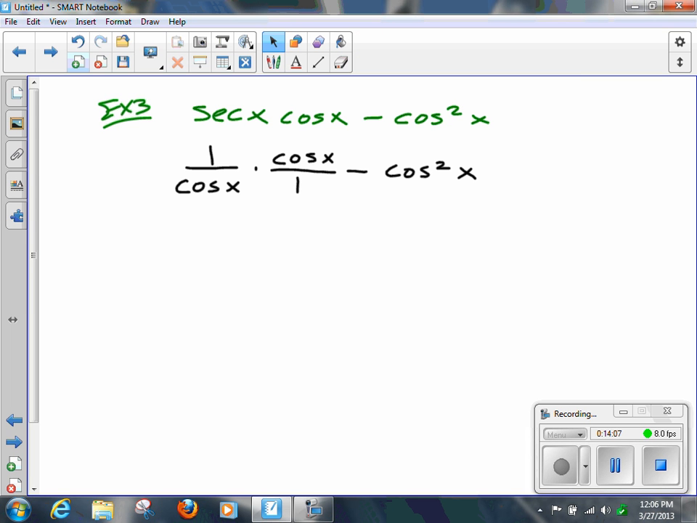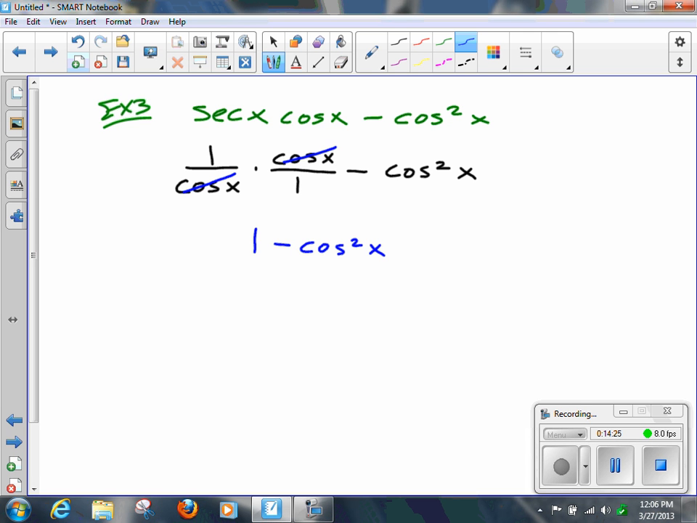Now what? Cross cancel cosines, right? Everybody with me? That leaves me with 1 minus cosine squared x. Now, to me, this is like those signs in Vegas.